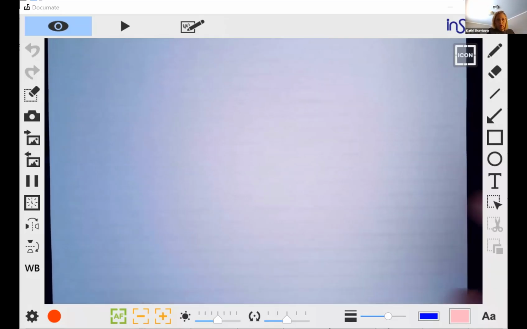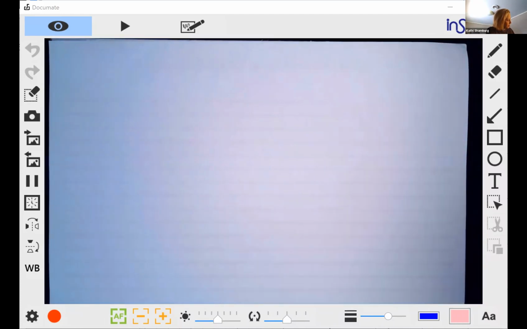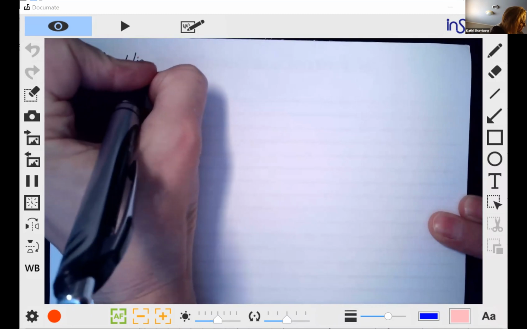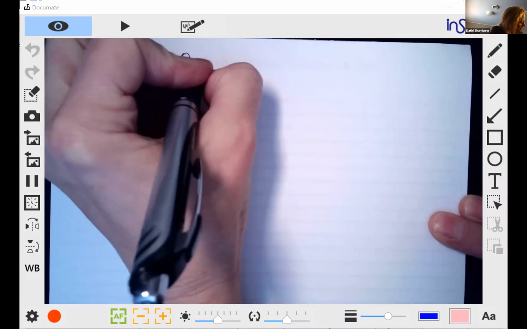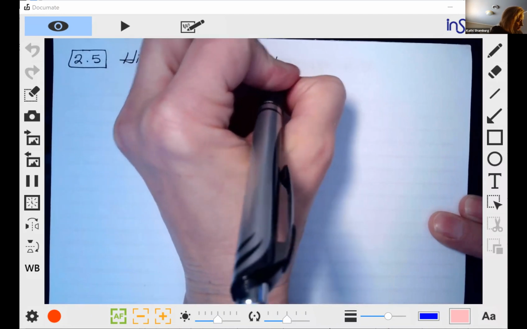Today we are in section 2.5. We have been working on the derivative rules, and today for 2.5, this is higher order derivatives.